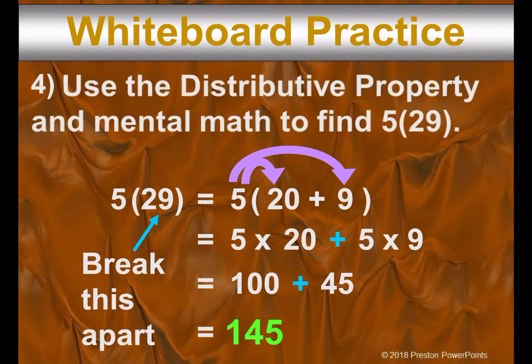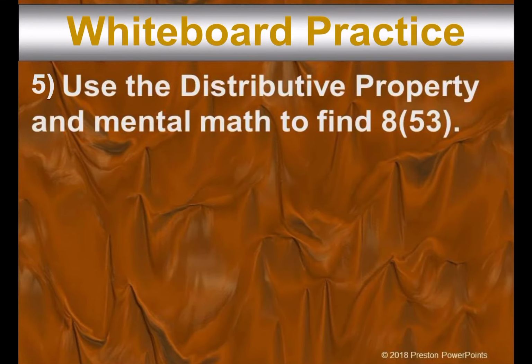Do you see how that's just an easier way to multiply 5 times 29, instead of just trying to do 5 times 29 in our head? We can break it up into easier chunks to use. So let's try this one again. Use the distributive property in mental math to find 8 times 53.